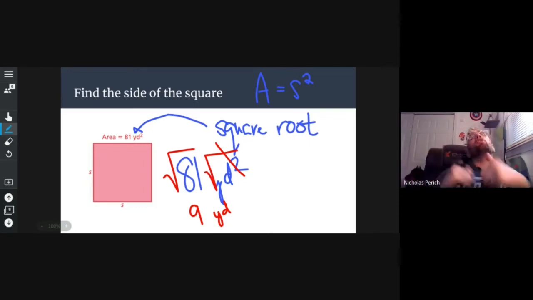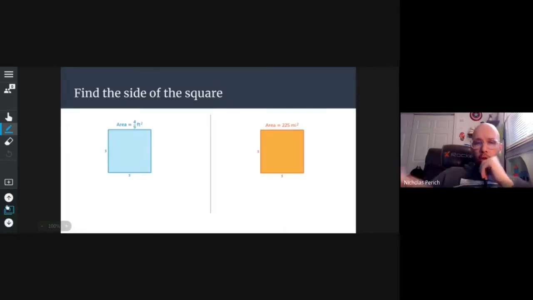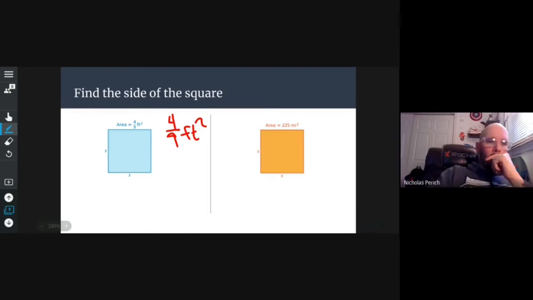The area is given to you in yards squared, inches squared, square feet, whatever squared. The side is not. So when I take the square root of the whole thing, I get rid of the squareds on everything. All right, let's do that again. I have 4/9 feet squared. I'm going to square root both of those because those are two different things. The square root of 4 is 2. The square root of 9 is 3. And the square root of foot squared is foot.